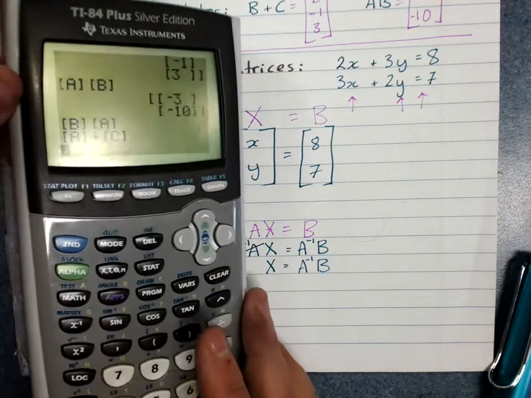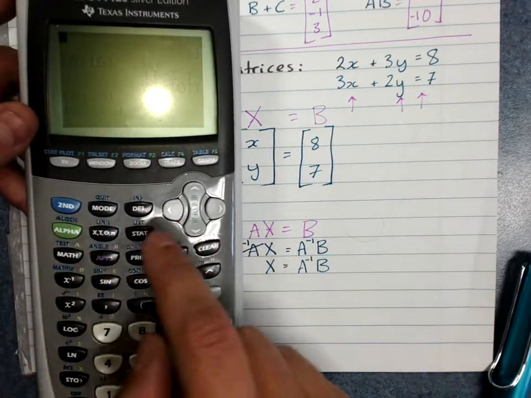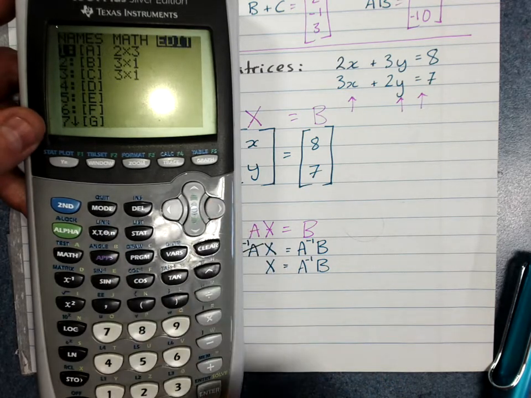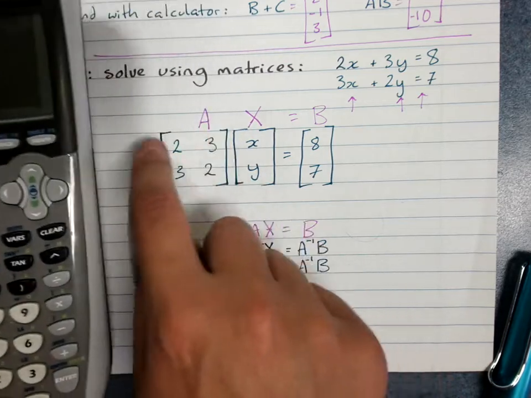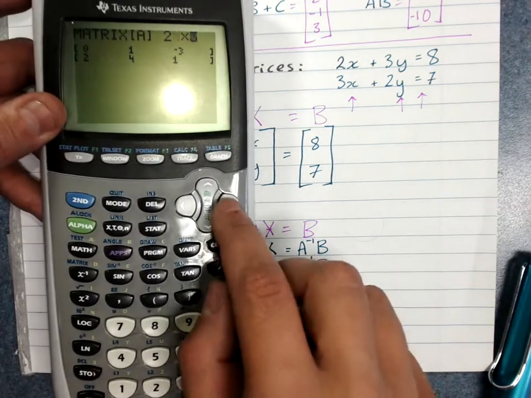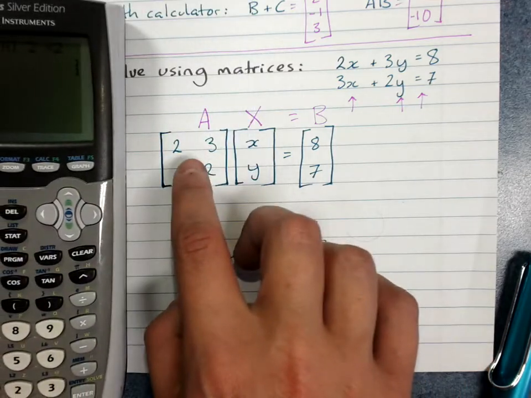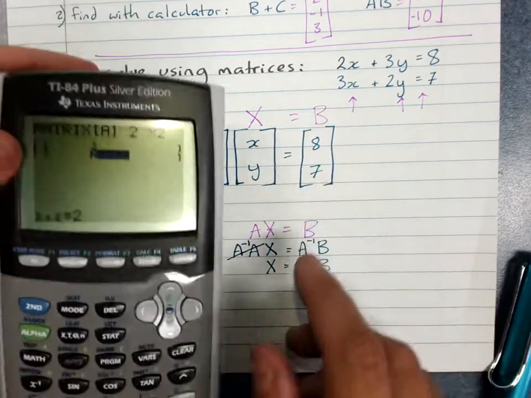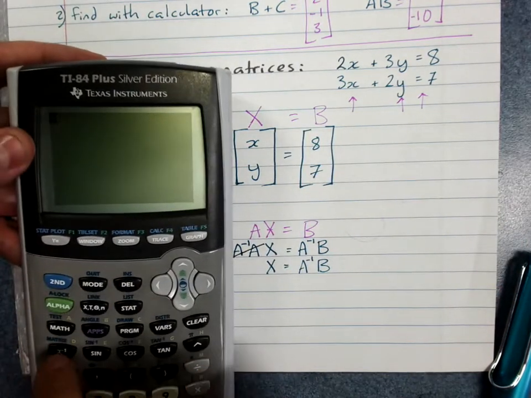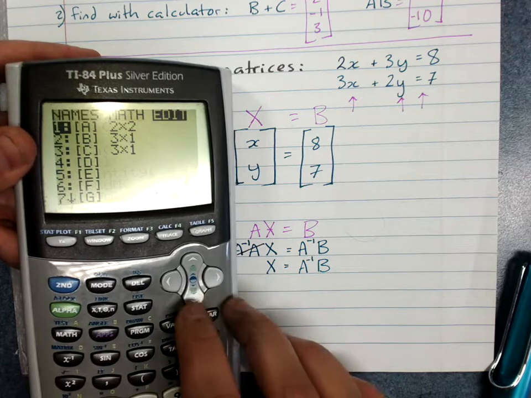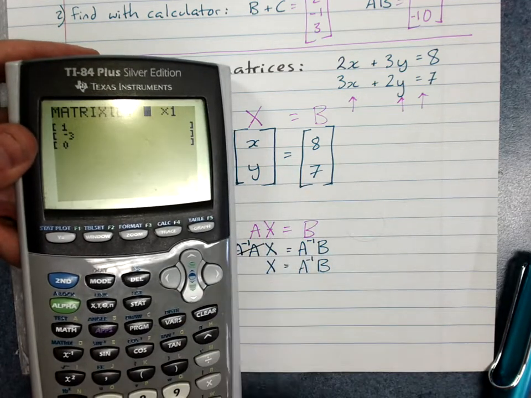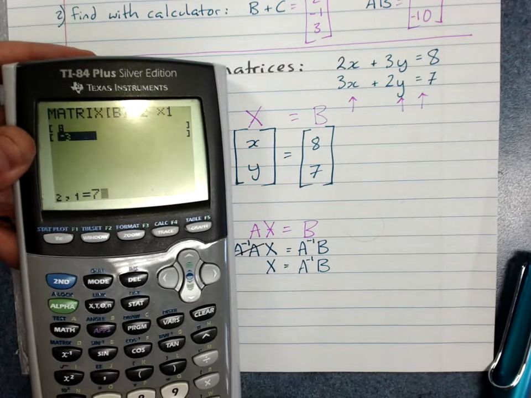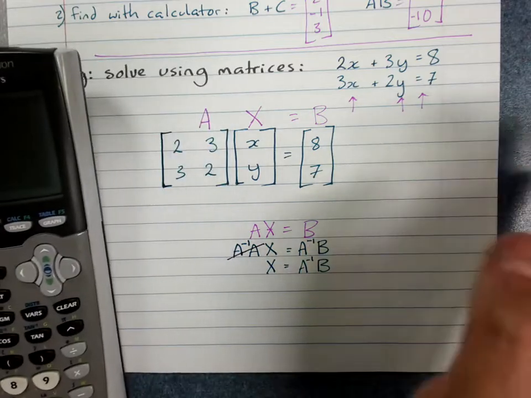Feel free to skip ahead while I do this, it's going to take me a moment, and I can't pause this. Hop into matrices. I want to edit matrix A, and matrix A is a 2 by 2 matrix. Put in these values, and then get matrix B happening. Edit matrix B, I want a 2 by 1 matrix. 8 and 7. So now matrix A and B are in the correct spot.